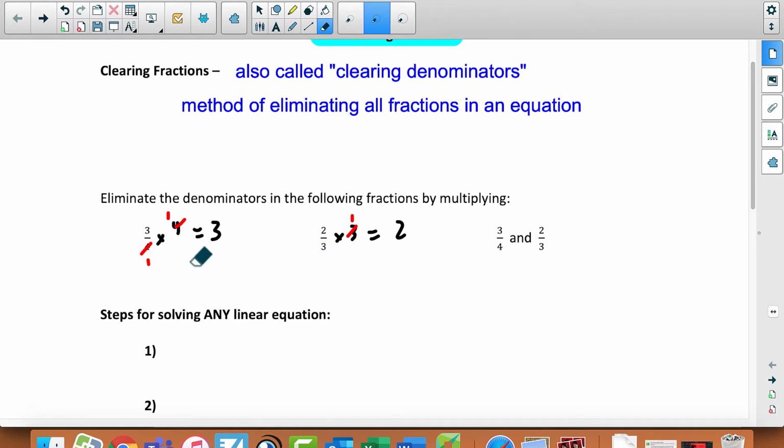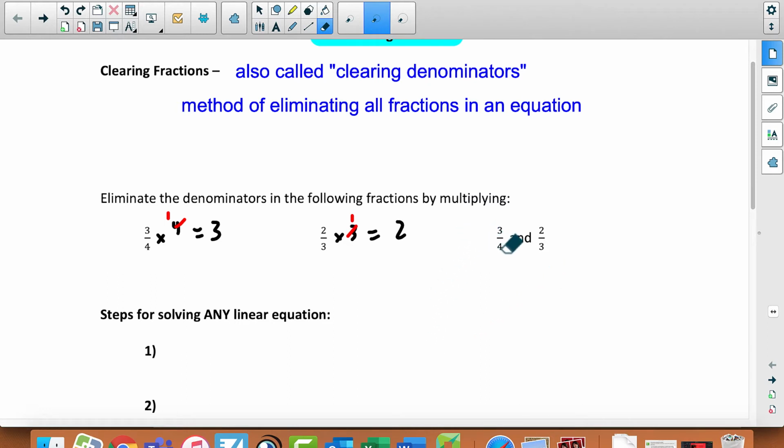Which takes us to this question. What if I asked you both of the ones we just looked at, 3/4 and 2/3, and I want a number that will get rid of both denominators? Okay, in this case, what did we multiply by here? We multiplied by 4. That won't work for both of them. It would get rid of this denominator, but it would not get rid of that denominator. In the other one, we multiplied by 3. That would get rid of this denominator, but it wouldn't get rid of that denominator. So can you think of a number we could multiply both of them by, and it would work?